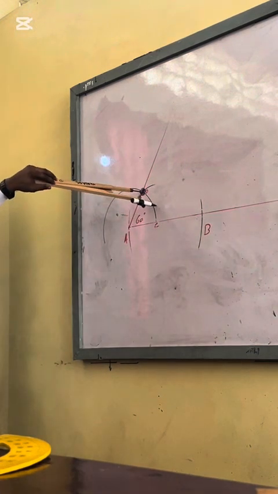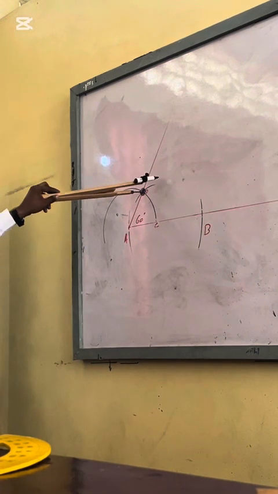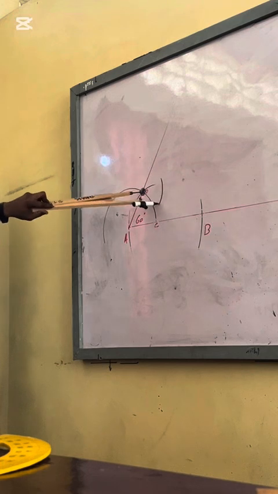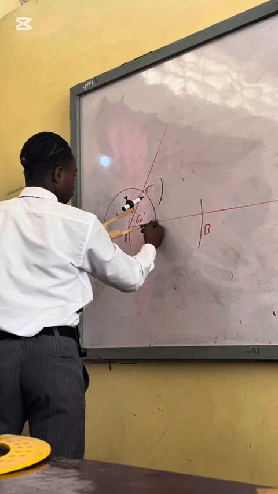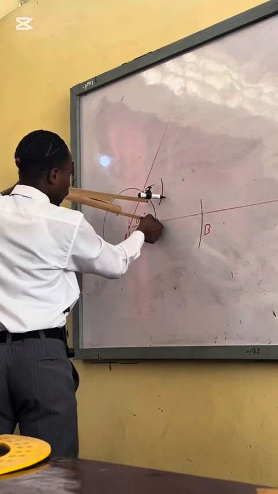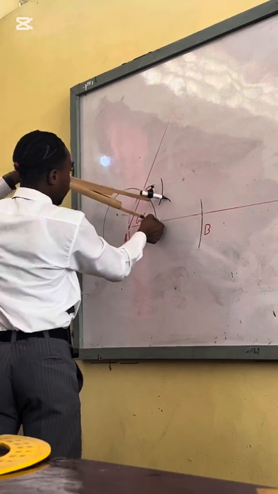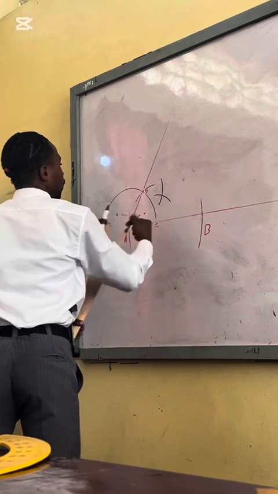More than half, right? What we do, we scribe an arc at the top. The next thing we do is we place our compass point at point C again. And we scribe an arc at the where? At the bottom. Like so.